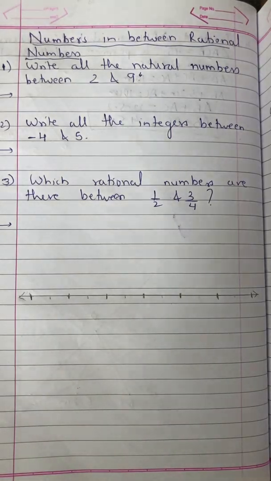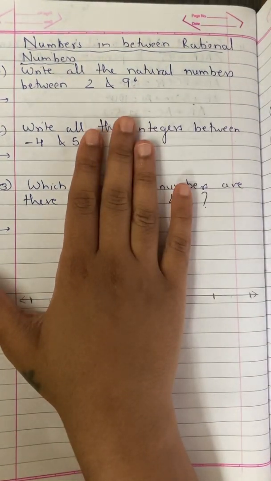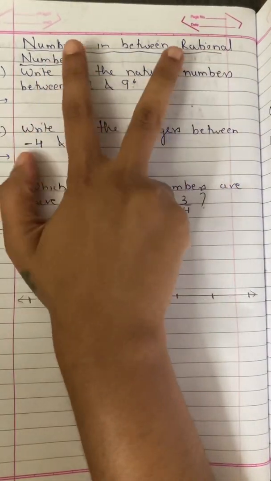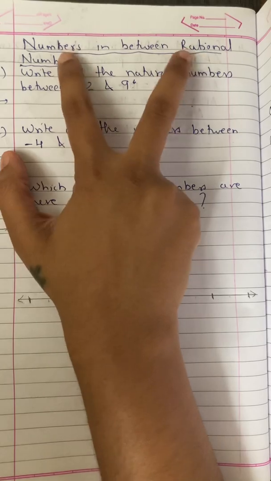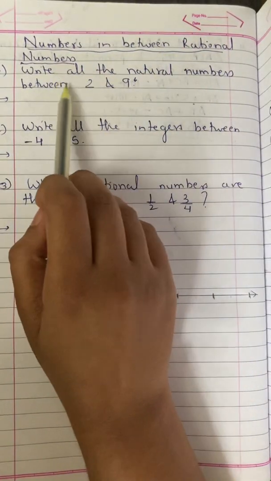Now we have seen multiplication, division, addition and subtraction of rational numbers. Now we are going to learn something interesting. So the next topic is numbers in between rational numbers. There will be two rational numbers given, and we have to find out the numbers in between them. Alright. So first let us start from basic.